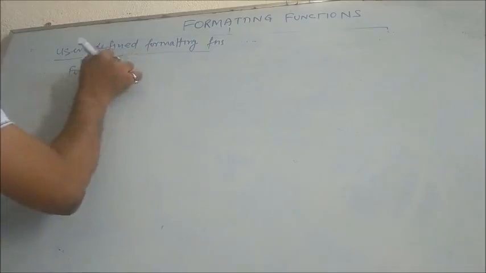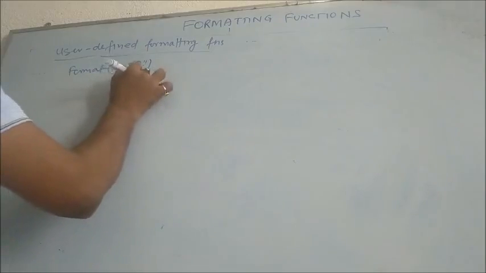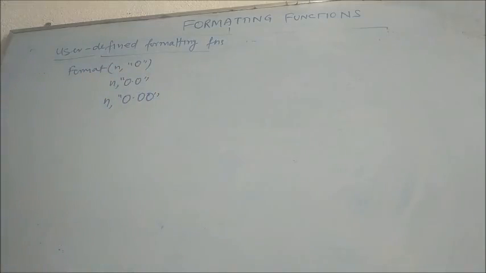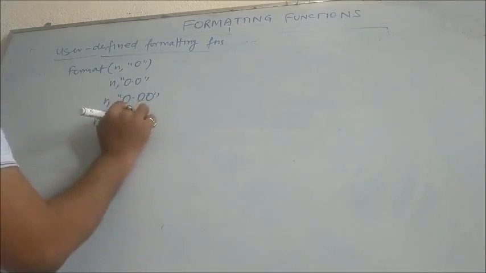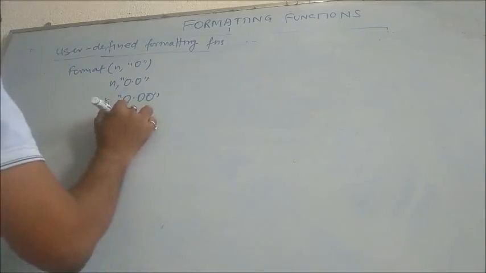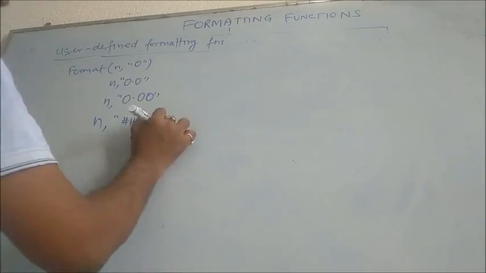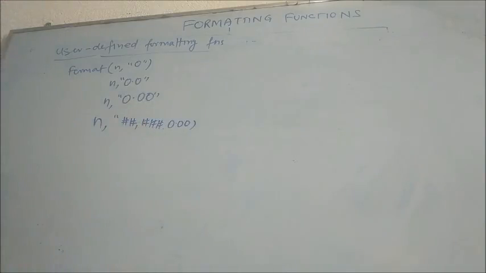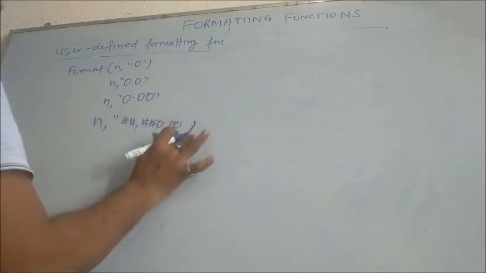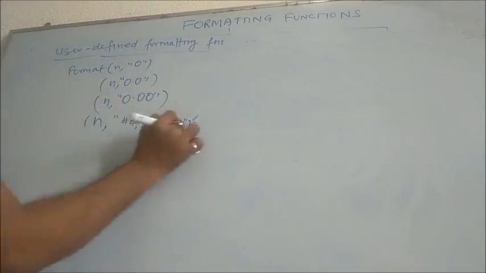Format and number. And here you will be having something. For example, you may have double quotes 0, you may have n 0.0, or you may have format 0.00, or you may have n comma dash dash in double quotes, and it will be 0.00, like this. So let's see how it will behave and how it will be written. All these things will be treated as different formats.